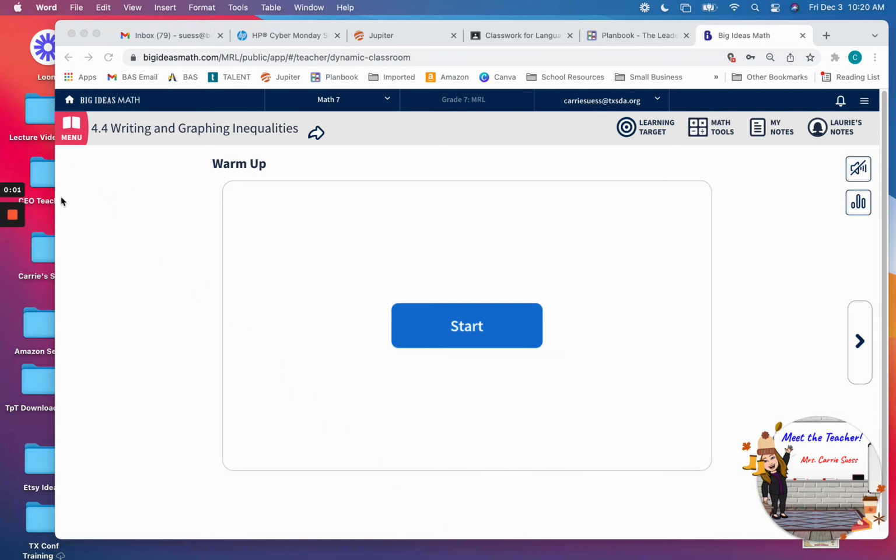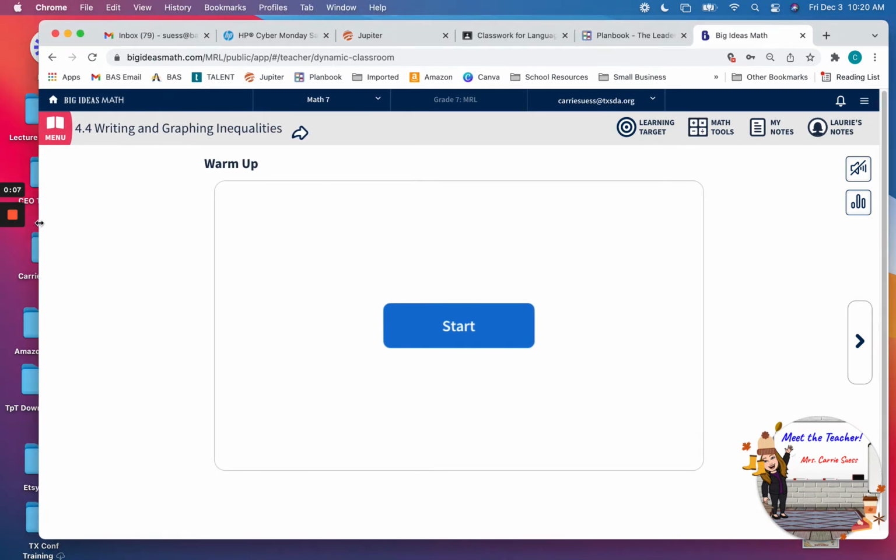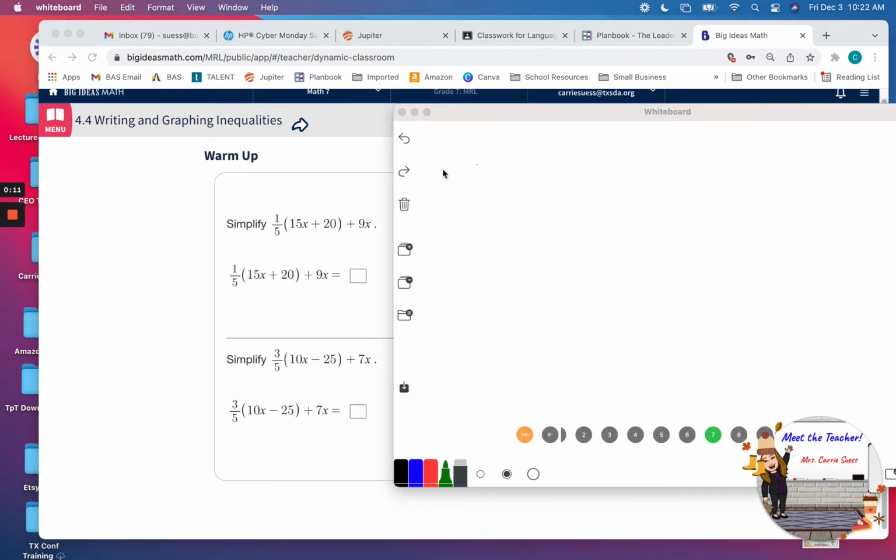All right, 7th grade, we are working on lesson 4.4, writing and graphing inequalities. Okay, you should be working on your warm-up. All right, so this is number 2 in the warm-up. We're going to go through it together.